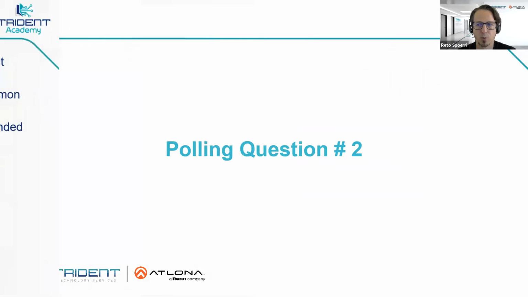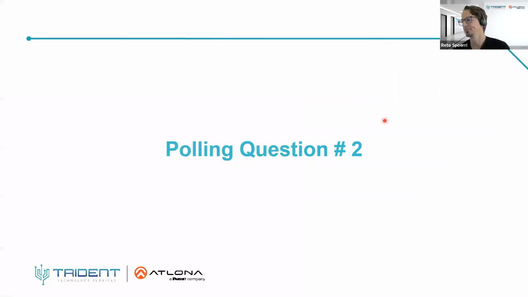And this brings me to polling question number 2. Would you recommend A, segregated networks / separate physical switches, or B, separate VLAN for AVRP, or answer C, combine all services in one VLAN?